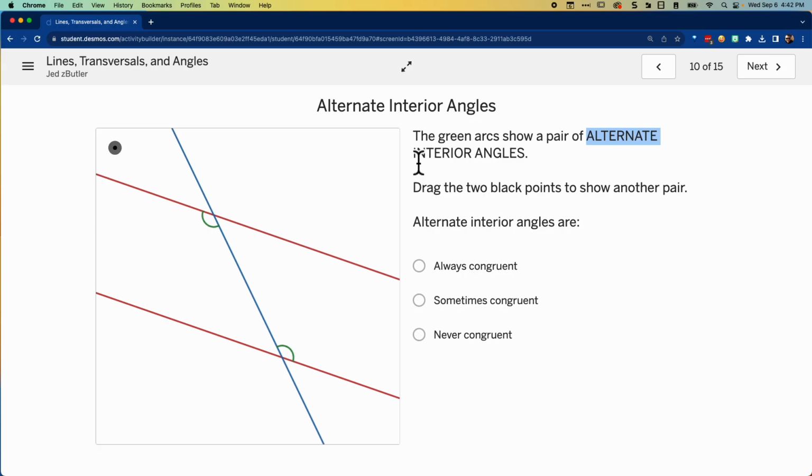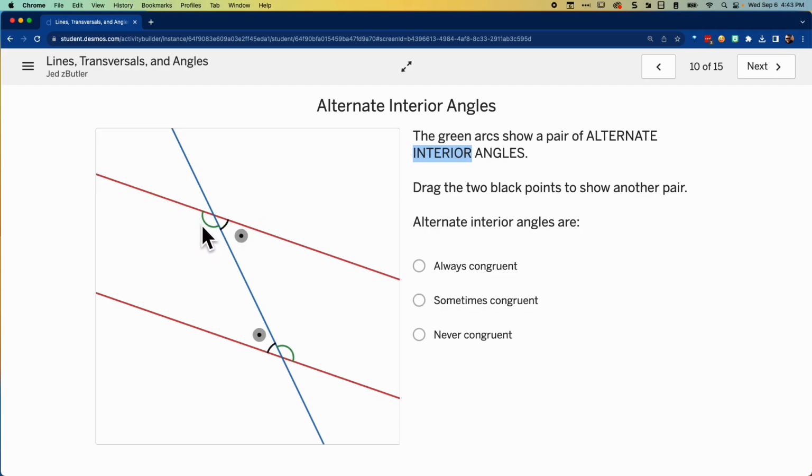Now we have something that says alternate interior angles. Okay, so interior means inside the red. That one's inside the red. That one's inside the red. Here's another one that's inside the red, but alternate means that we have these two angles here. And if you look at them carefully, they're on alternate sides of the blue line. So alternate sides of the blue line, and they're both inside the red lines, means that we have alternate interior angles, interior meaning in between.